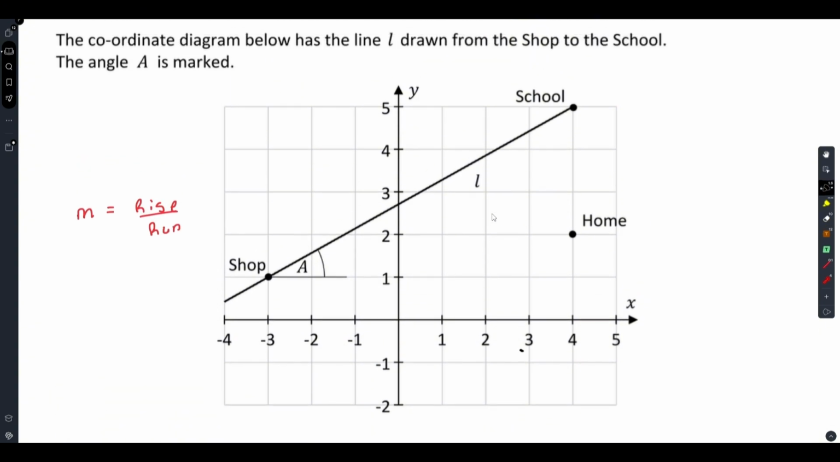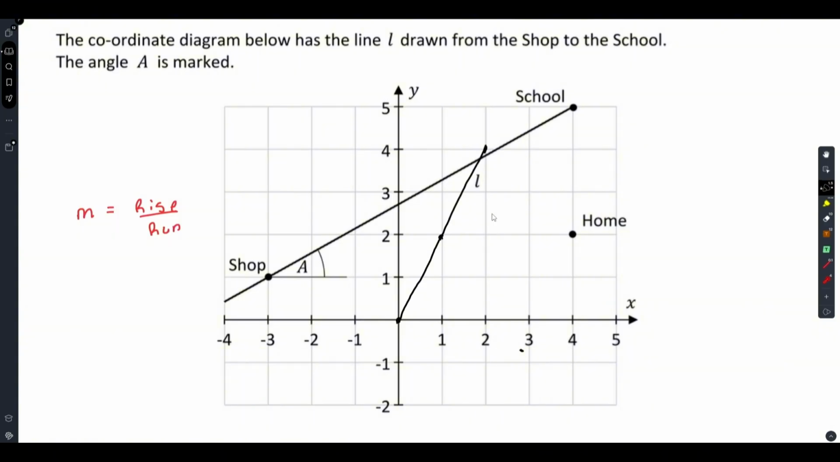For example, if I wanted to draw a line with slope 2, starting from here, I go across 1 and then up 2. So this would be a line with the slope of 2. And then again, across 1, up 2. That line will have a slope of 2, which we can see is pretty vertical.